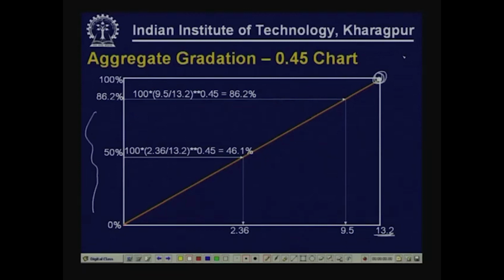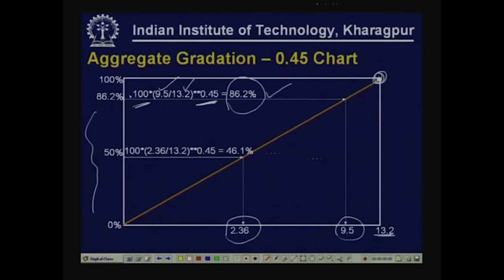What we then do is identify different sieve sizes on the x axis. They will be neither as per a normal scale nor as per a log scale. We will have to identify where on this axis 9.5 is to be located, where on this axis the 2.36 millimeter size has to be identified. What we do is, we know for 9.5 millimeter size, for maximum gradation or densest gradation, the percentage passing should be 86.2, obtained as (9.5 divided by 13.2) to the power 0.45 into 100, that gives us 86.2%.